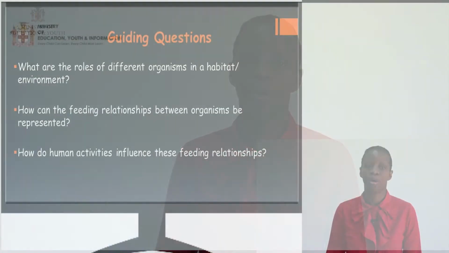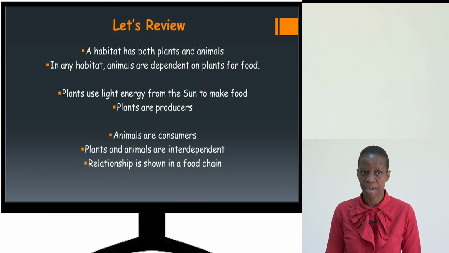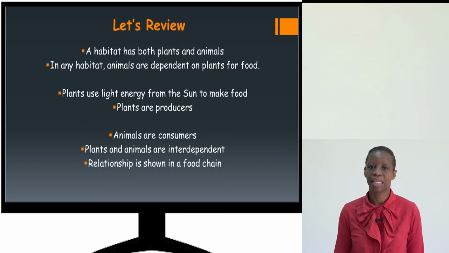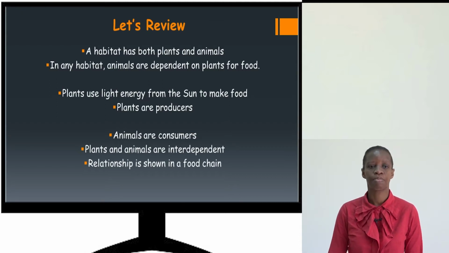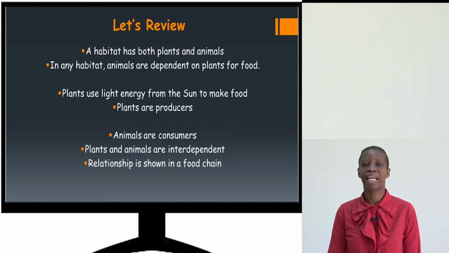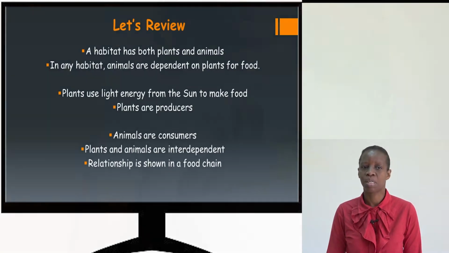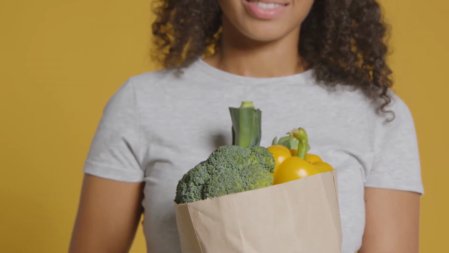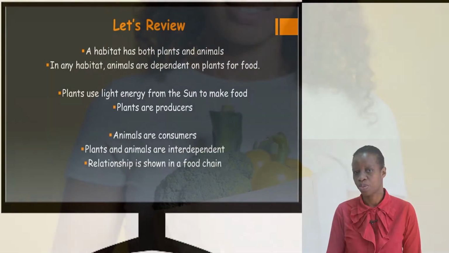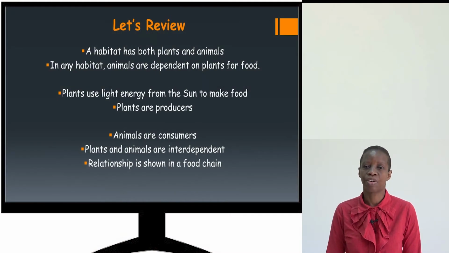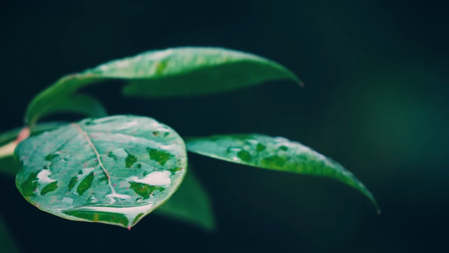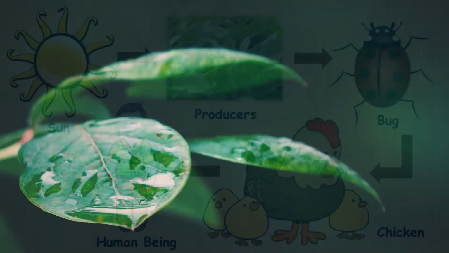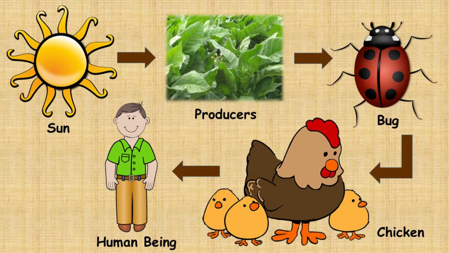So we know that a habitat is a place that has what is required for organisms to live, right? And we usually find plants and animals in a habitat, right? Good. And so in any habitat, we know that the animals are dependent on plants for food. Why is that so? Because generally, plants are the ones that are able to use the light energy from the sun to make food. And so we say plants are producers, right?